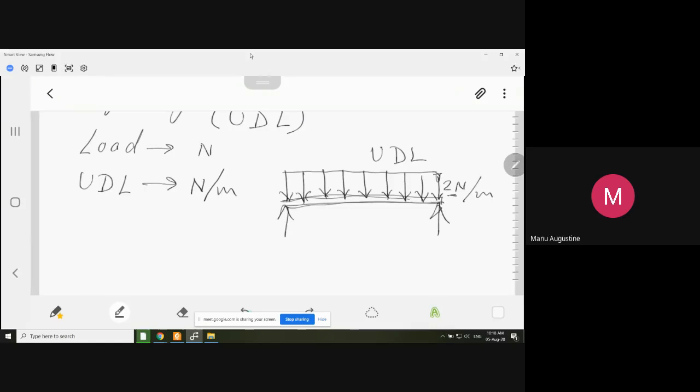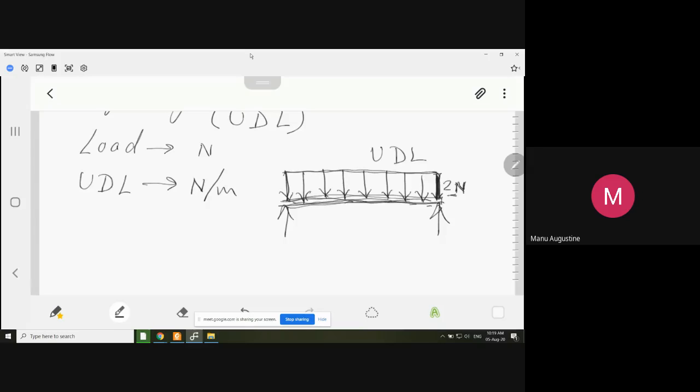But then you might ask me, sir, you just said that the unit of UDL is Newton per meter. Then why are you writing 2 Newton here? This 2 Newton is representing the vertical leg of the UDL. This vertical distance. And after simply writing 2 Newton on the vertical side, if you draw a figure like this, then it is automatically assumed that 2 Newton force is uniformly spread over every meter of this beam.